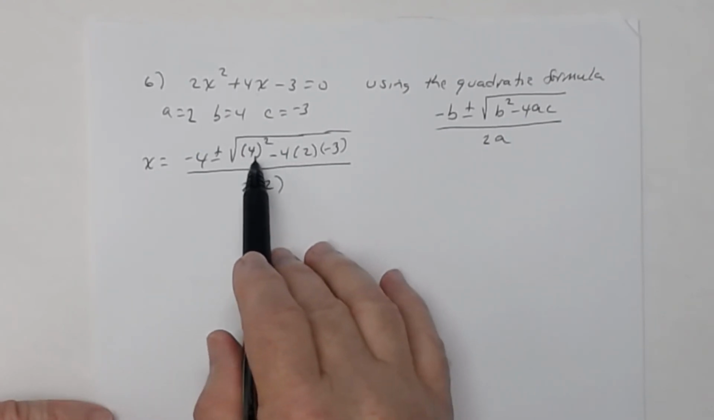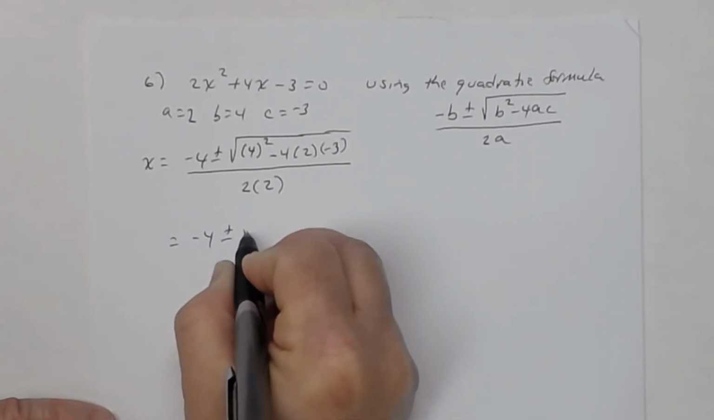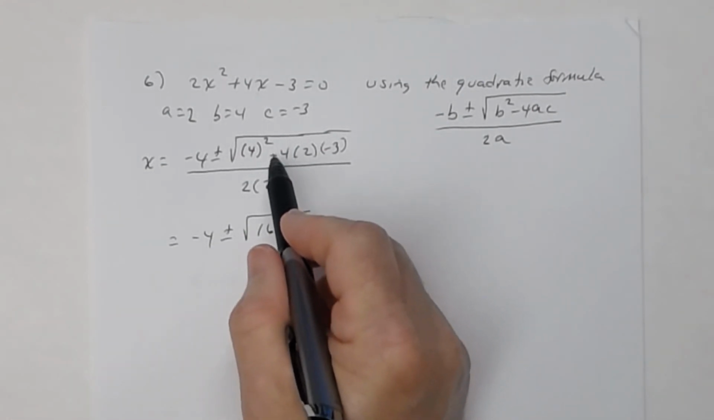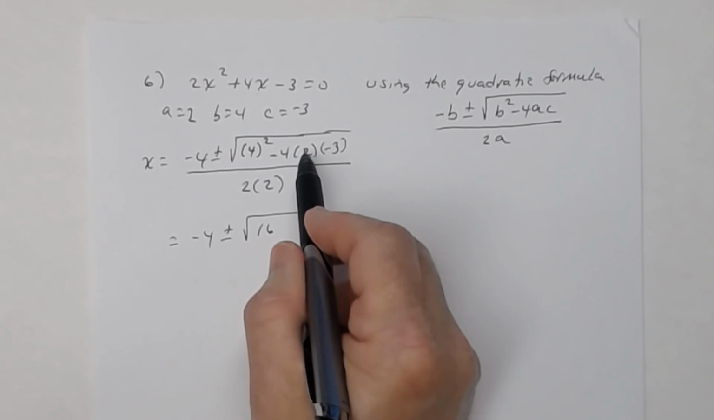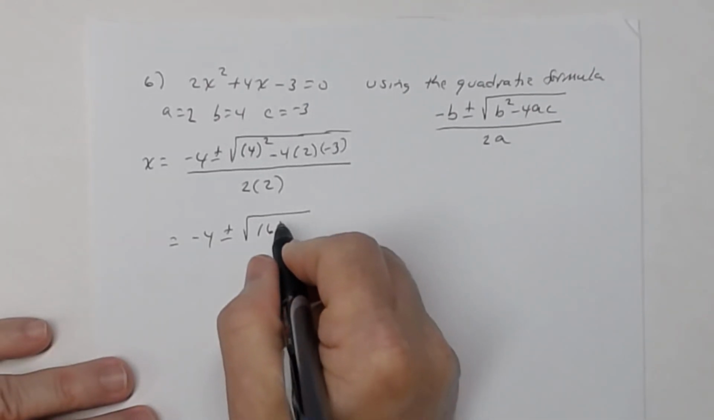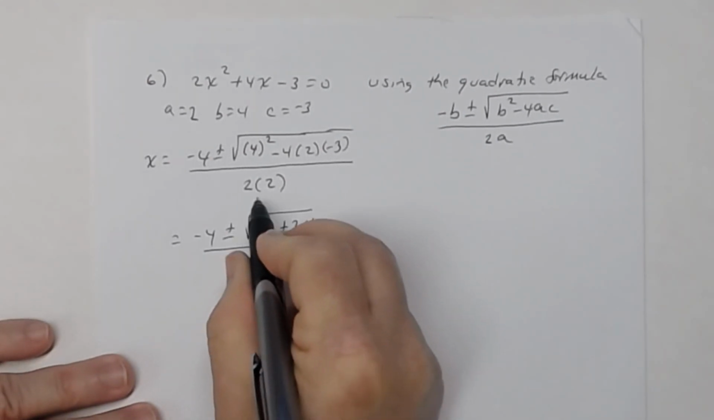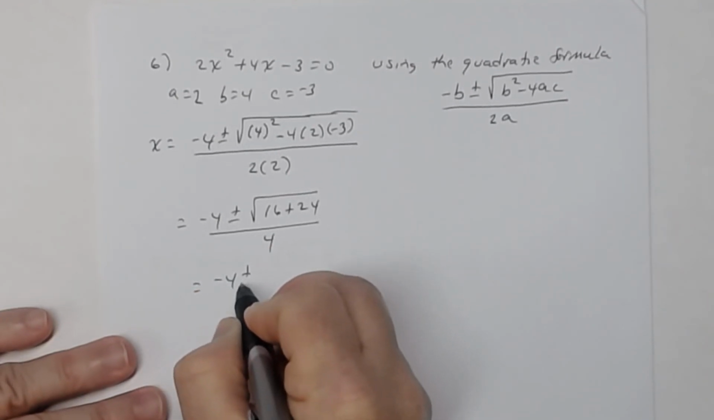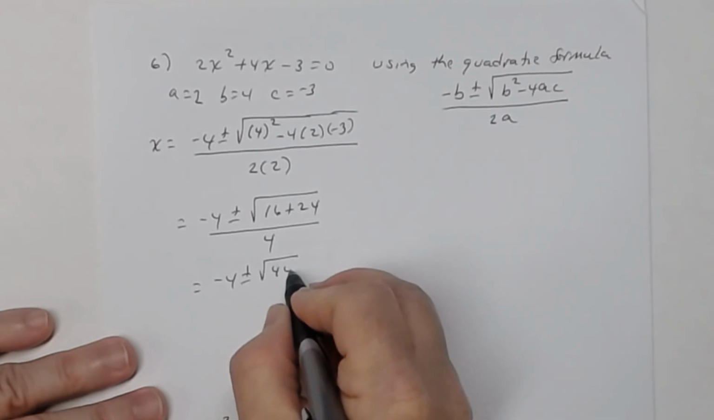And so we have 4 squared, 16. So you're going to say negative 4 plus or minus the square root of 16, and a negative, negative 4 times 2 times a negative 3. So negative 4 times 2 is a negative 8. A negative 8 times a negative 3 is a positive 24. All divided by 2 times 2, which is 4. Equals negative 4 plus or minus the square root of 16 plus 24, which is 40, all divided by 4.